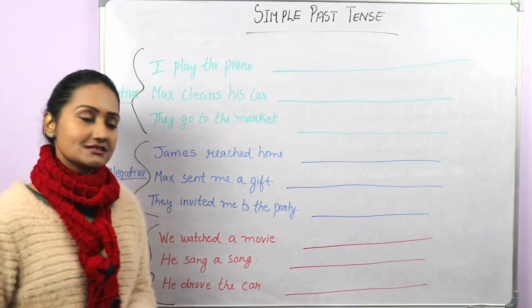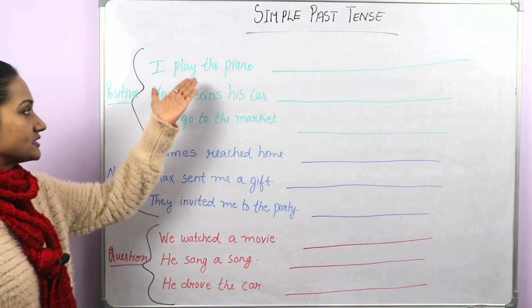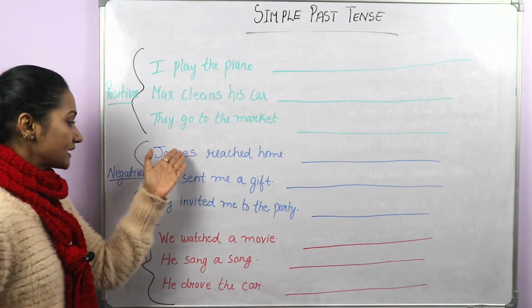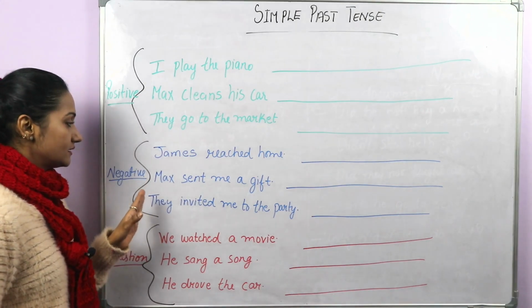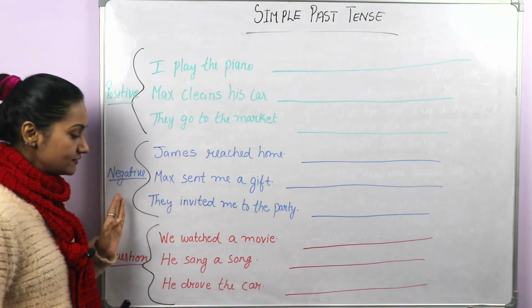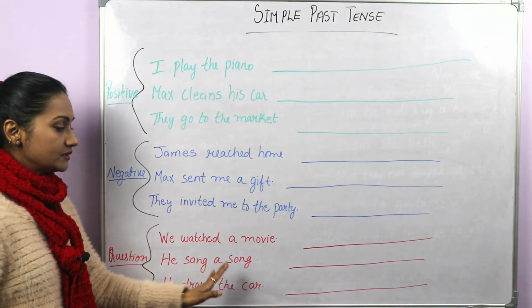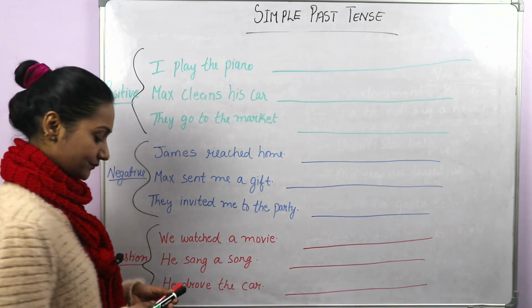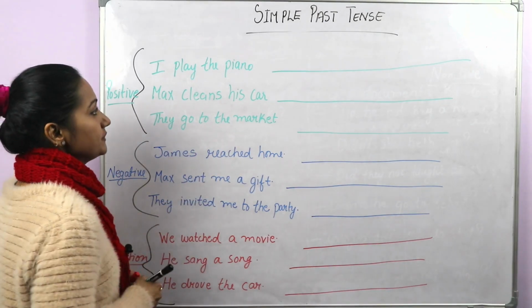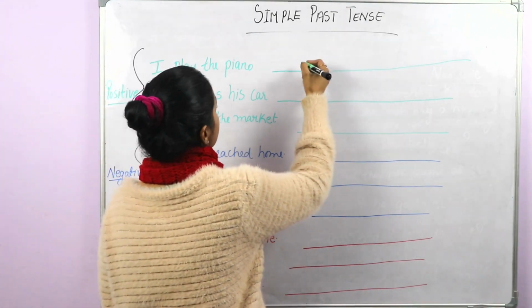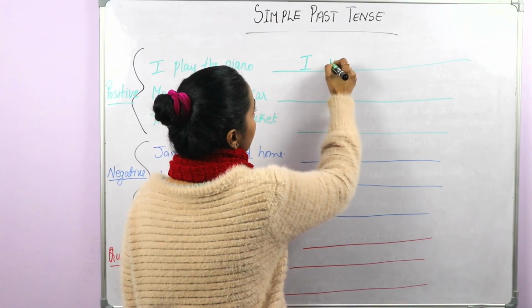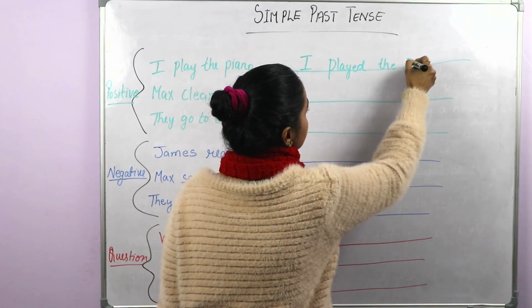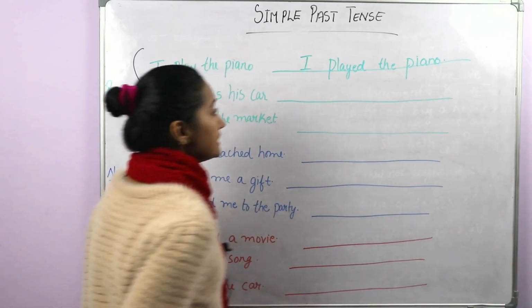Let's practice some sentences. Here I have written some sentences in simple present tense. We have to change them into simple past. Then some sentences in simple past, positive sentences, we have to change them into negative. And then again some simple past positive sentences, we have to change them into question form. Let's do that. First is, I play the piano. How we have to change it into simple past? I played the piano. I played the piano.